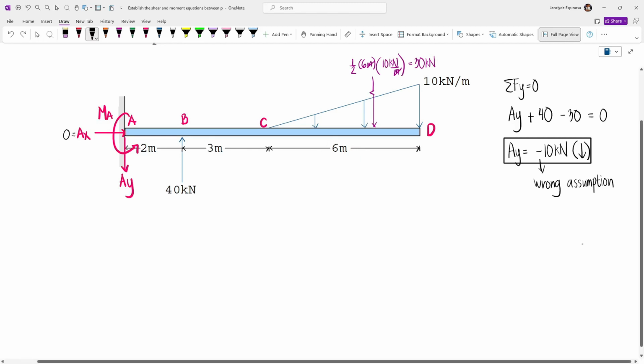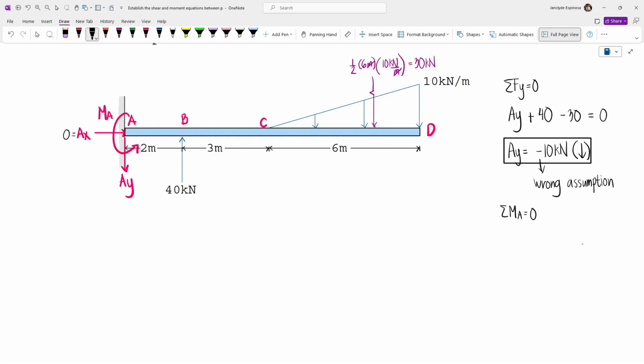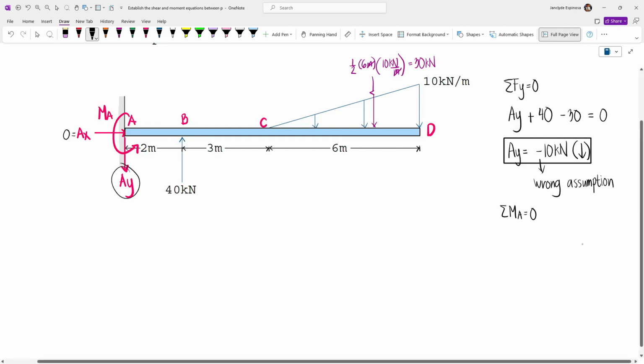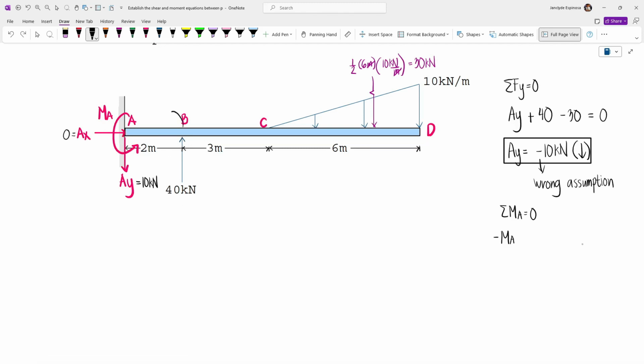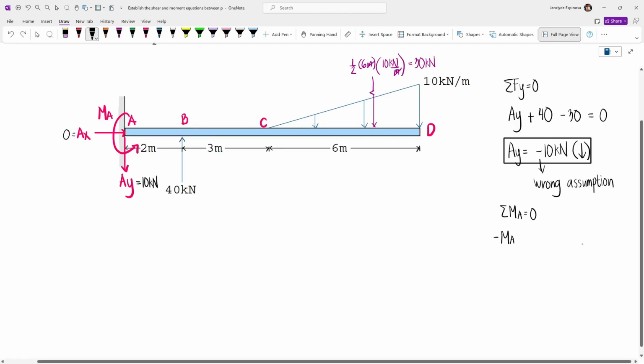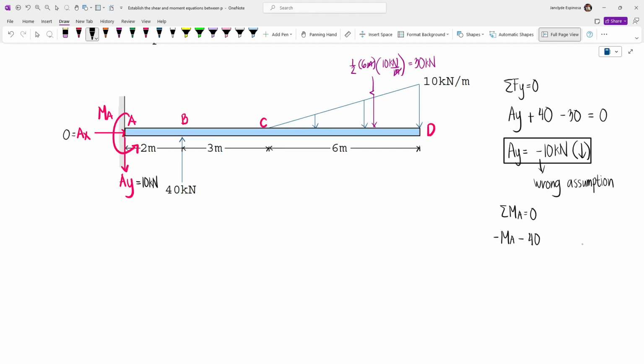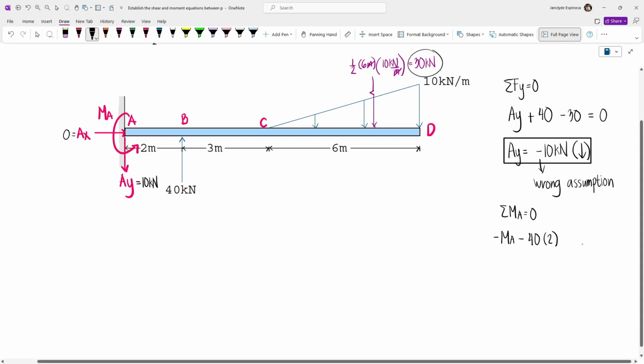Now to get MA, we can sum up moments about A. And so for point A, this doesn't have a moment arm, so it will not be included. And then by the way, this is 10 kN. However, we have an applied moment at A, which is MA, assumed as counterclockwise. So that's gonna be minus MA. And then we have 40 kN multiplied by the moment arm, which is 2 meters. And then that's gonna cause a counterclockwise rotation about this point. So we have minus 40 multiplied by 2. And then for this load, it will cause a clockwise rotation about this point.